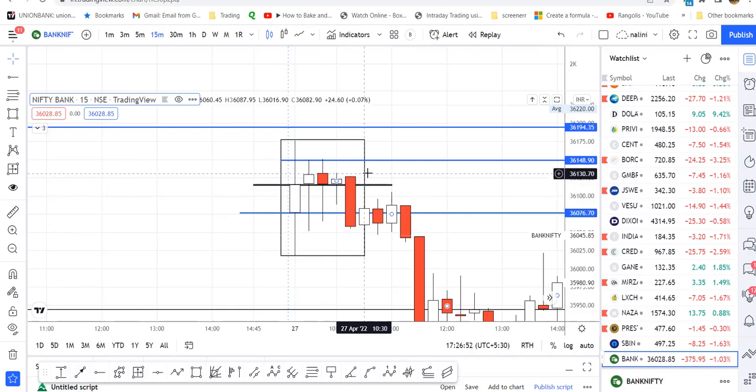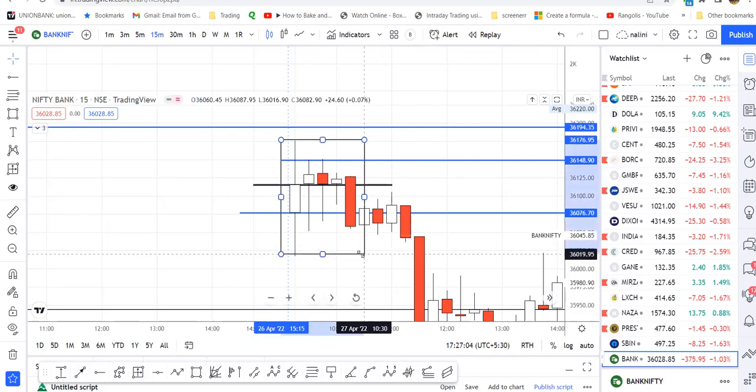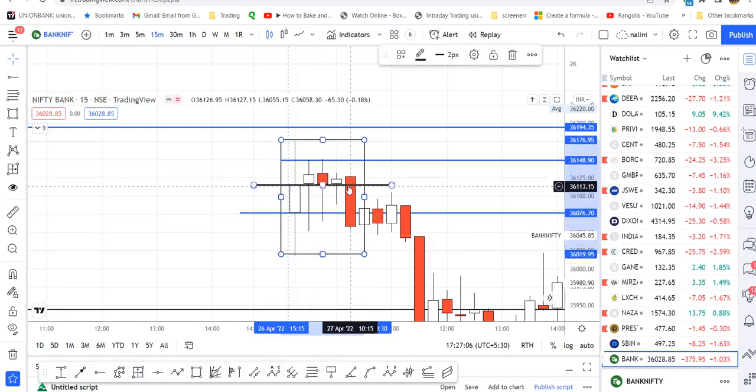Around 100 points range is there. More than 100 points range is there. So you need to wait patiently for this candle. High should not be taken. When the price started to fail in this candle, price failed.